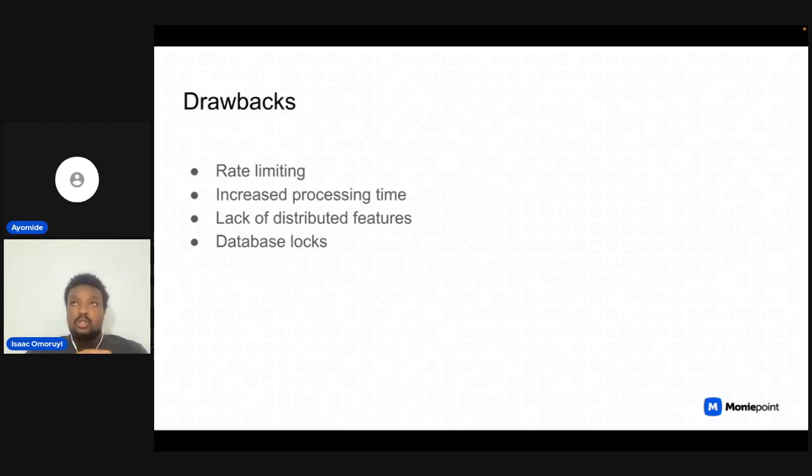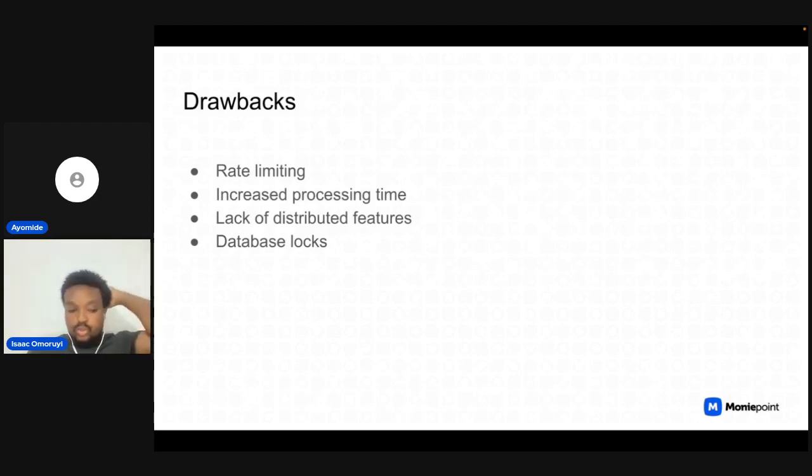Then also, typical with databases, there are database locks. This is a drawback because we could have various jobs trying to read or write to a particular row in the DB for a particular transaction, and this could lead to more wait time, generally leading to increased processing time. So we wanted to prevent all of this, and looked for a better alternative to the system that we were trying to design.